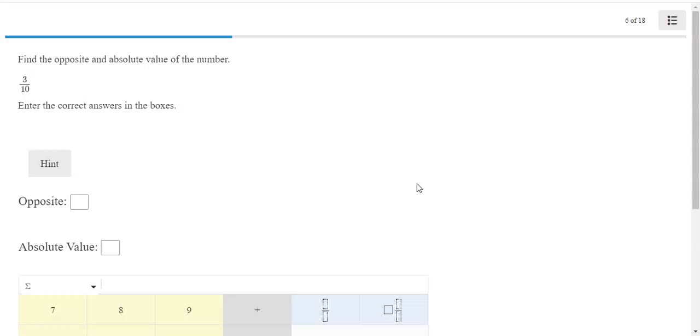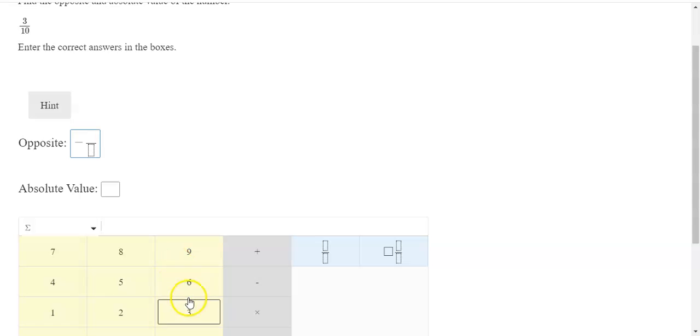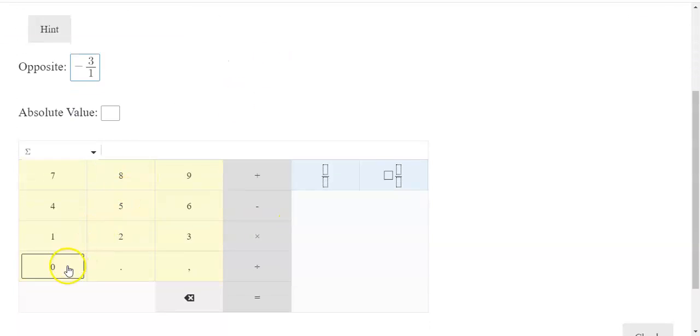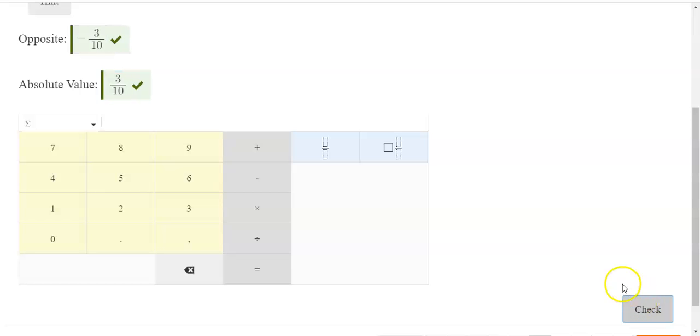And the directions say find the opposite and absolute value of each number. Online is a bit easier because it has 2 separate boxes for you, but in the book it just has one line, so you do need to make sure you're reading the instructions. The opposite of 3/10 is negative 3/10. And the absolute value of 3/10 is just 3/10, because the absolute value is the distance the number is away from 0 on the number line. Okay, and that is all for this one.